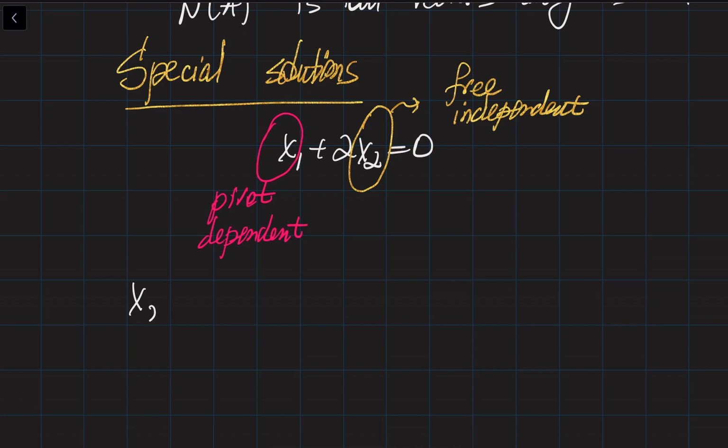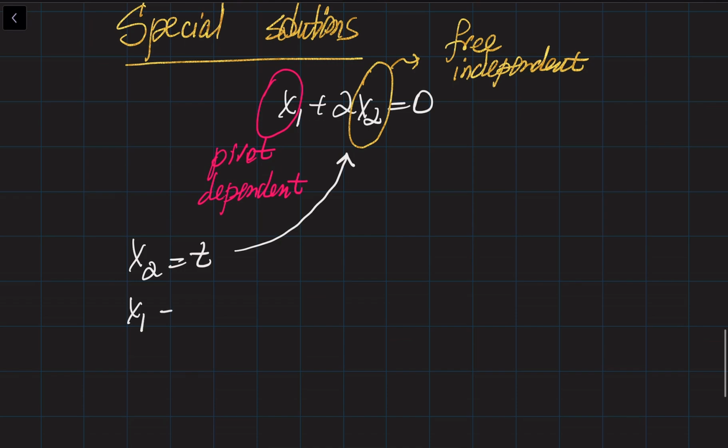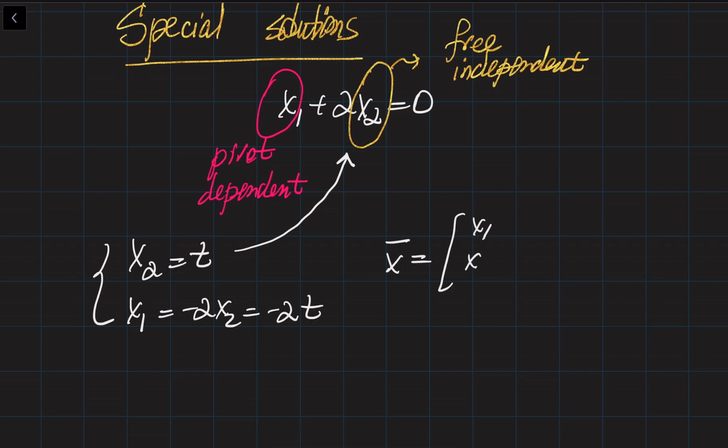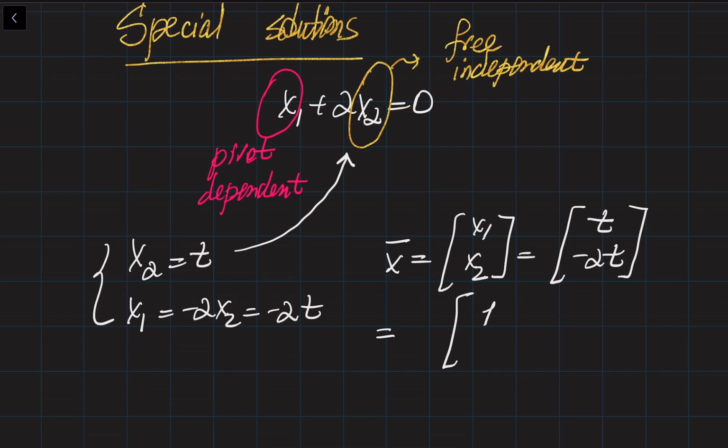So we said that x2 is going to be equal to t, and I'm going to substitute this here in order to get the equation x1 is equal to minus 2 times x2, or simply minus 2t. Then if I would like to write down the solution vector with components x1 and x2, this is going to be equal to minus 2t and t. So we can take out the t from the brackets. It's going to be minus 2 and 1 times t, right? So this is going to be the x bar.